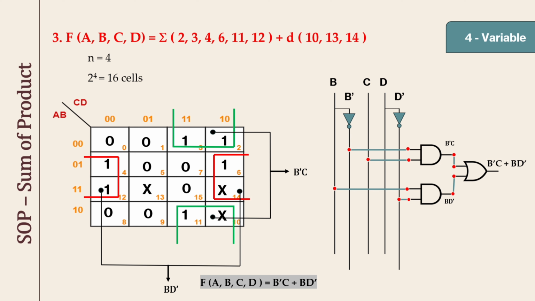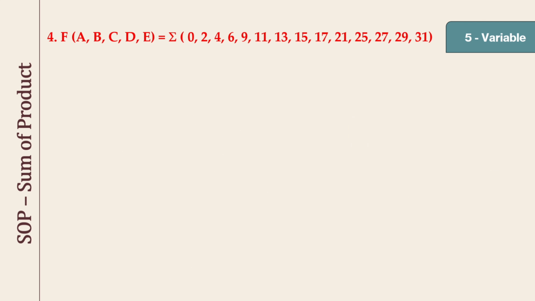So, this is how the logic circuit and the final expression for the given problem. Now, let's move on to the 5 variable K-map problems. For the 5 variable K-map, we have the problem statement as f of A, B, C, D, E, which is equal to summation of 0, 2, 4, 6, 9, 11, 13, 15, 17, 21, 25, 27, 29 and 31.